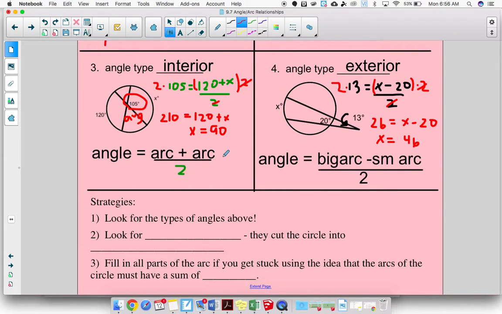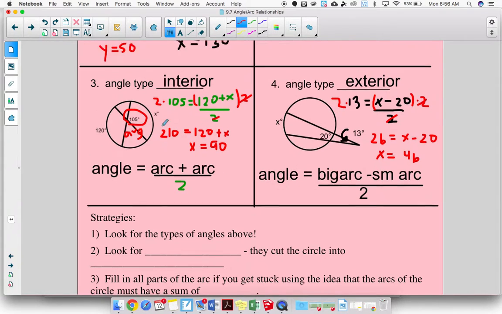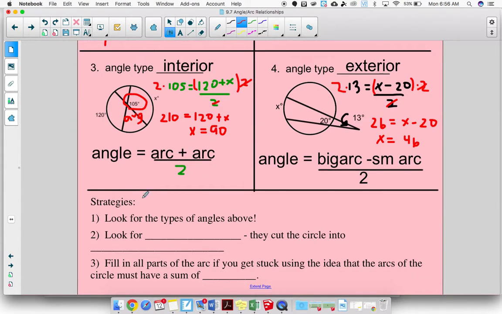Okay, so a couple strategies. Definitely look for these angle pairs that I showed you here. Also look for diameters. They're not always going to clearly come out and say, here's a diameter. But if you see that there's a line that passes through the center, it's going to cut the circle into 2 groups of 180 degrees.